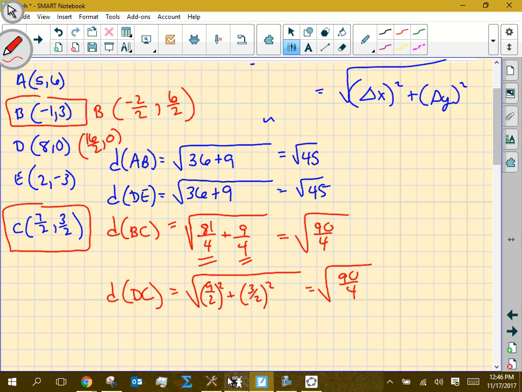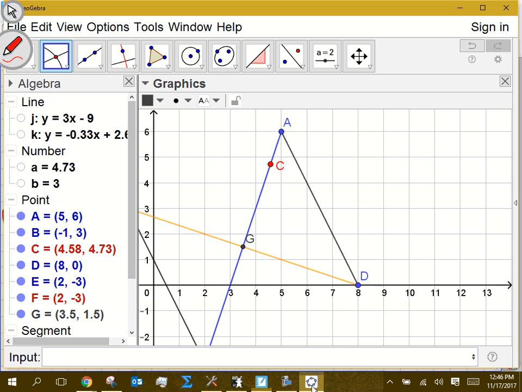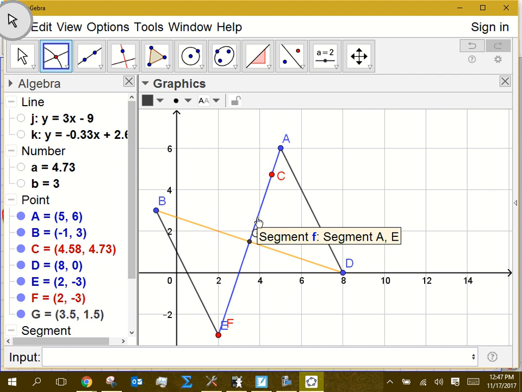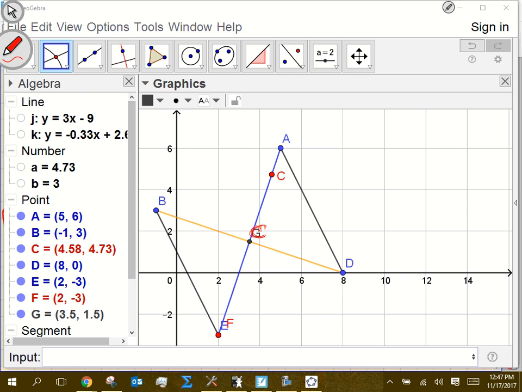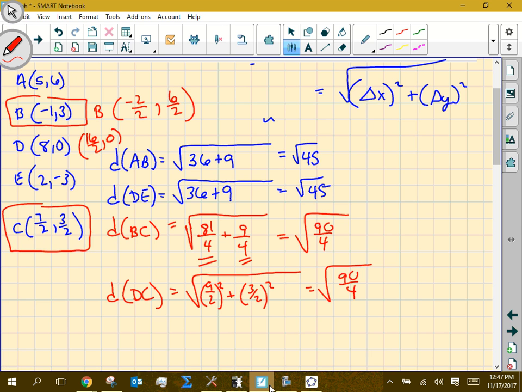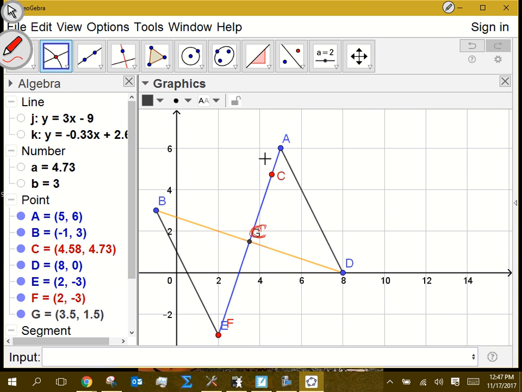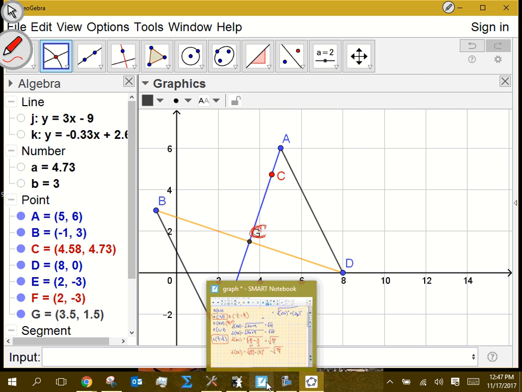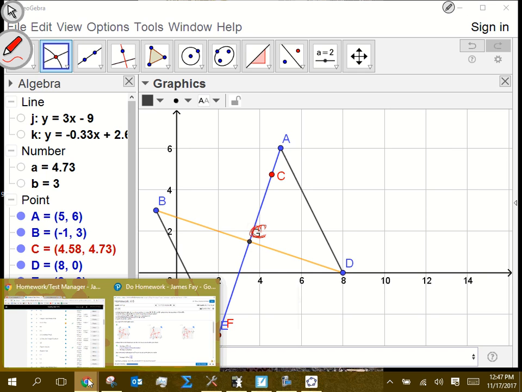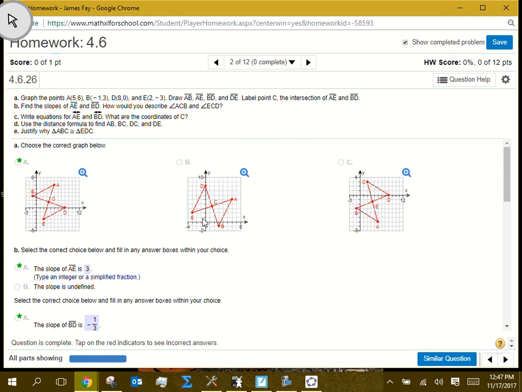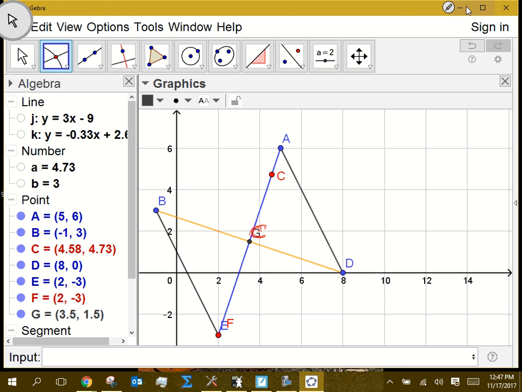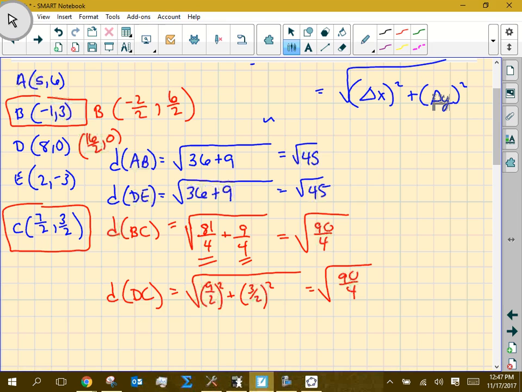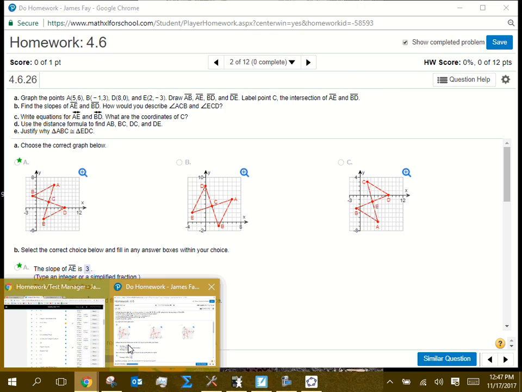I know it's a lot of work here, but A, B, and D, E, which in GeoGebra, that point there is C. So A, B, did I write that right? A, B, and D, E. So we've got some things messed up here with the coordinates. Let's go back to A, B, D, and E.